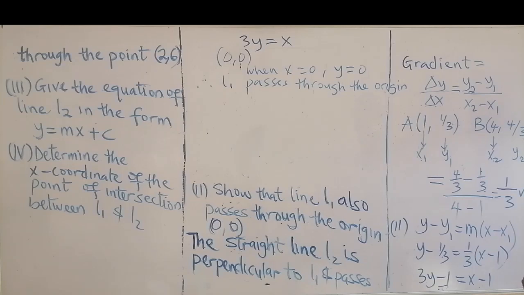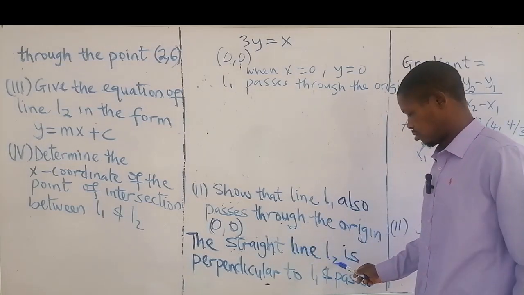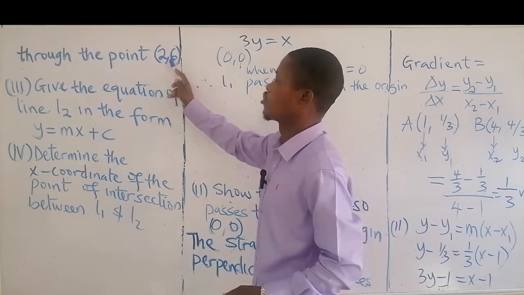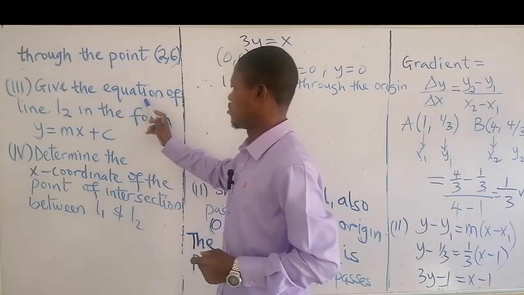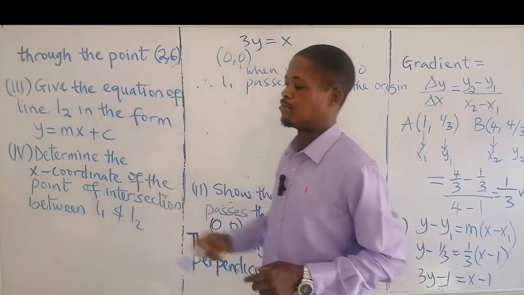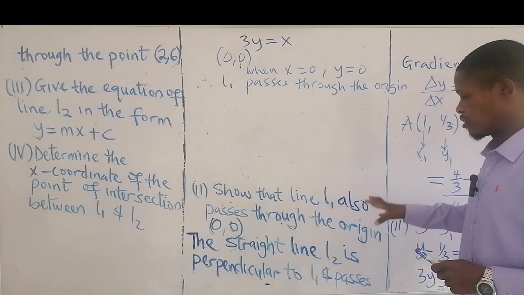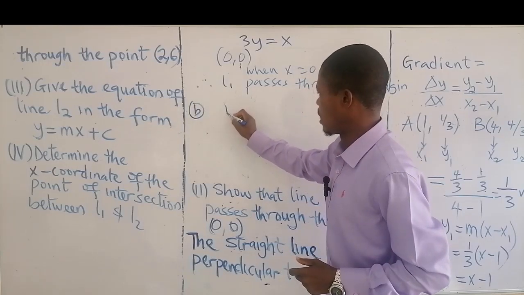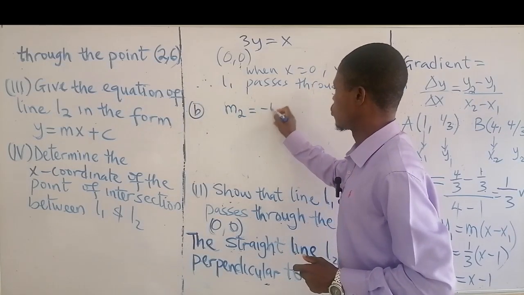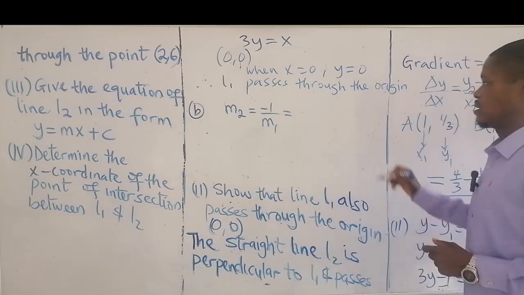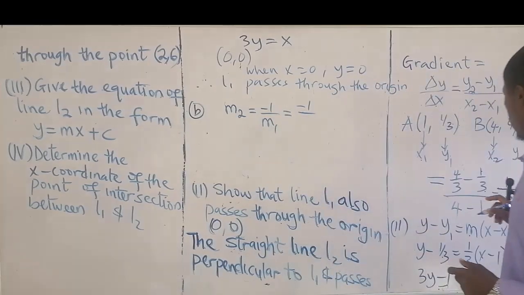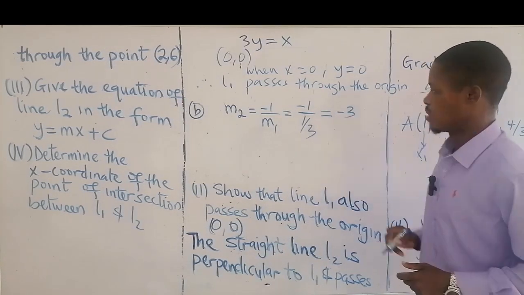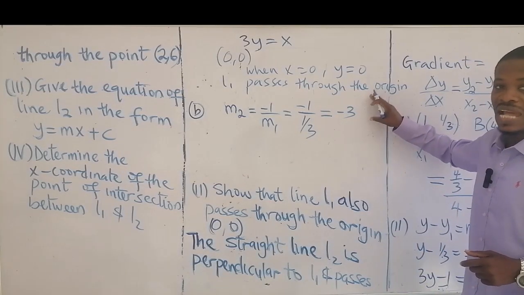The second part of the question: the straight line L2 is perpendicular to L1 and passes through the point (2, 6). Give the equation of line L2 in this form. The first thing we have to do is get the gradient of the perpendicular line. That will be M2 equal to minus 1 over M1. My M1 is what we got here, 1/3, so this gives us minus 3. That's the gradient of the perpendicular line for L2.